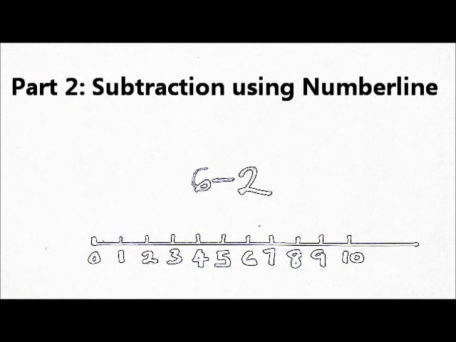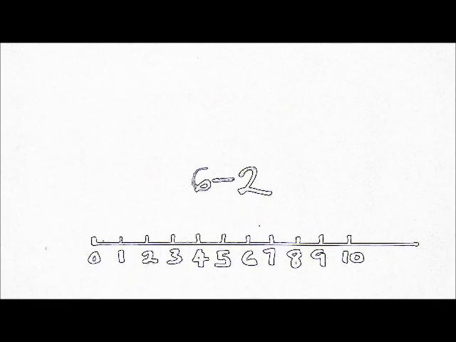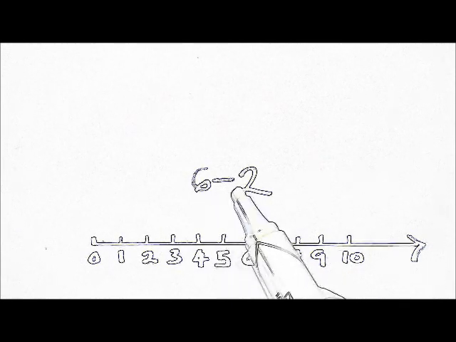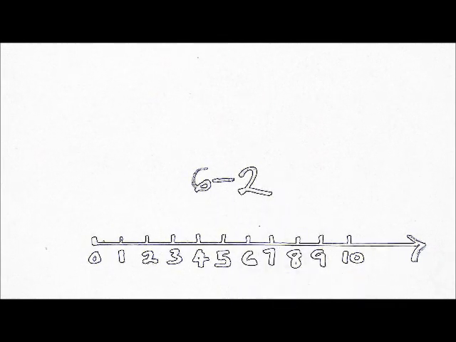Now, in this second example, we want to show how you can subtract using a number line. Now, I have a line here, and I need to indicate an arrow here because the number line continues on to whichever number we want to end on. So 6 minus 2. How do we do that on a number line? How do we subtract using a number line?